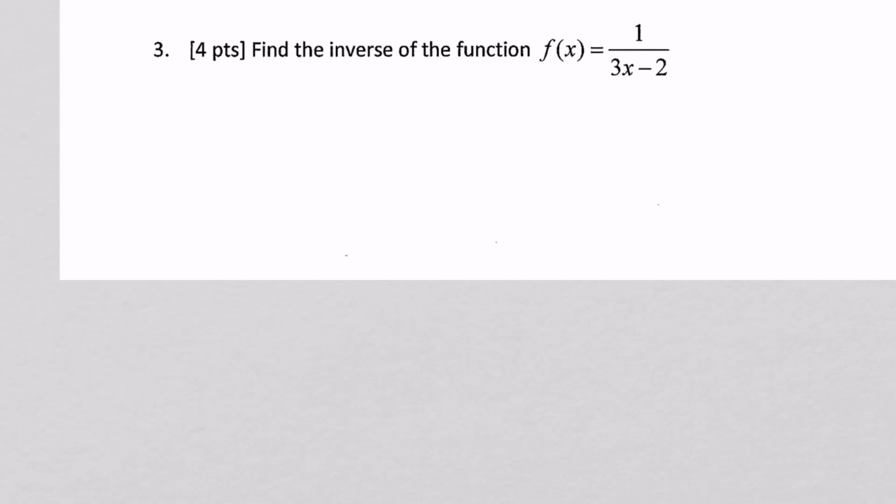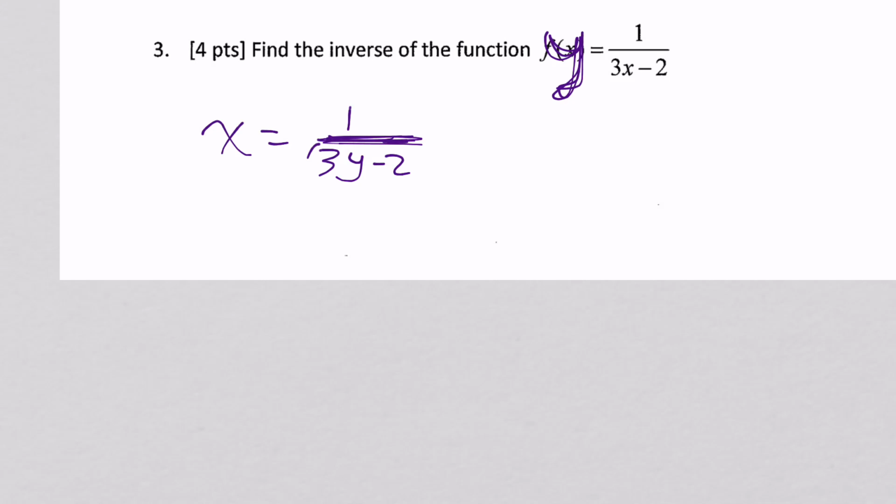All right, let's go ahead and do problem number 3, find the inverse of the function. So remember the big idea with inverses is that your x and your y swap. That's true for all points. That's true in the equation as well. So instead of having y equals 1 over 3x minus 2, I'm going to have x equals 1 over 3y minus 2. And now my goal is to solve for y.